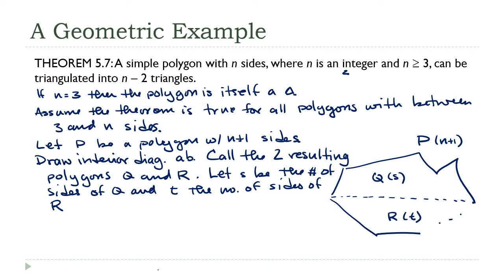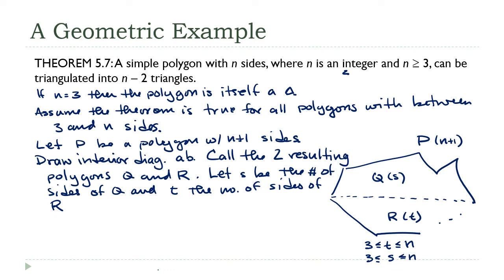Now, we know that S and T are both between 3 and n. So that means that Q and R are both covered by our inductive hypothesis. So from this, we know that P can be triangulated by taking the triangulation of Q and combining it with the triangulation of R. So at this point, we've shown that the triangulation exists.